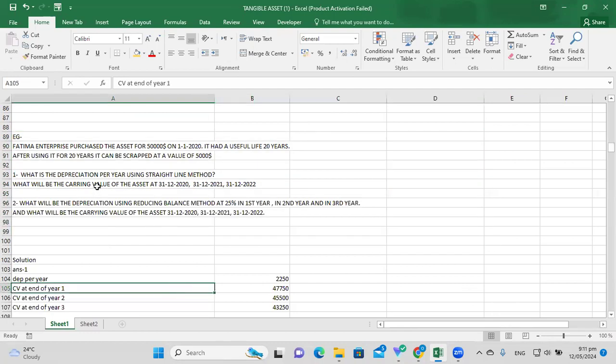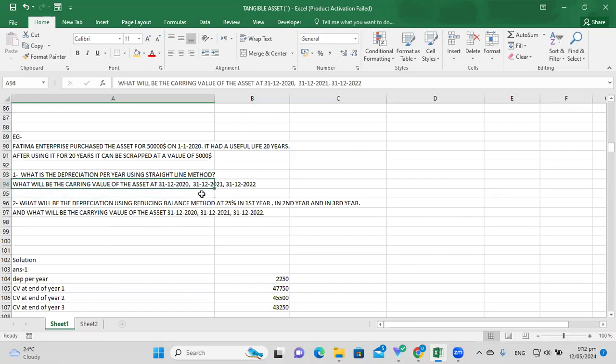What you need to take out in this for the first requirement, you need to tell what is the depreciation per year using straight line method and what will be the carrying value of the asset at year end 31 December 2021, and then 31 December 2022. So for all these 3 years, you need to tell what is the carrying value at the end of the year, and you need to tell depreciation each year using the straight line method.